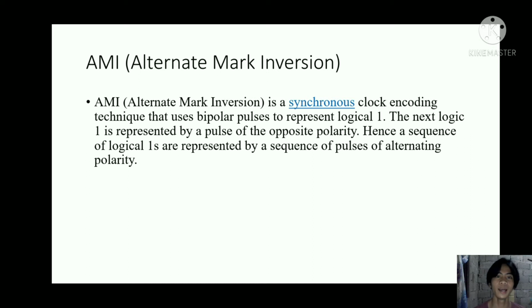AMI, Alternate Mark Inversion. AMI is a synchronous clock encoding technique that uses bipolar pulses to represent logical ones. The next logic 1 is represented by a pulse of the opposite polarity. Hence, a sequence of logical ones are represented by a sequence of pulses of alternating polarity.